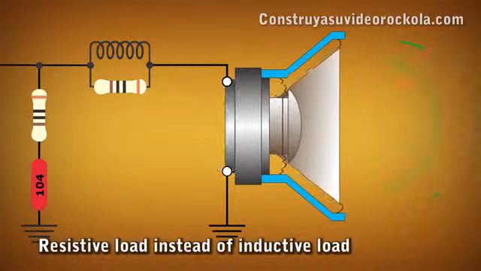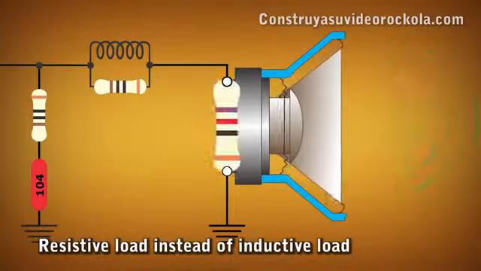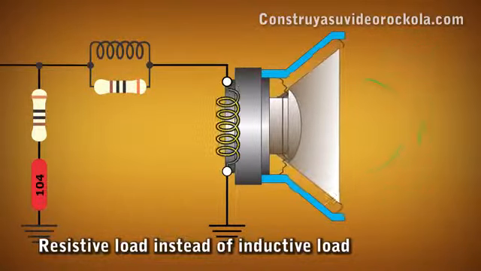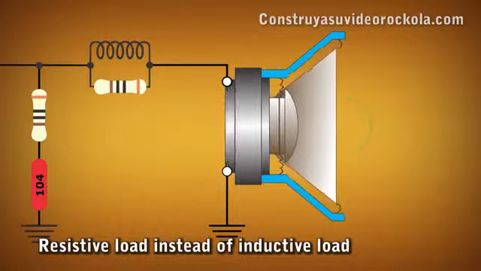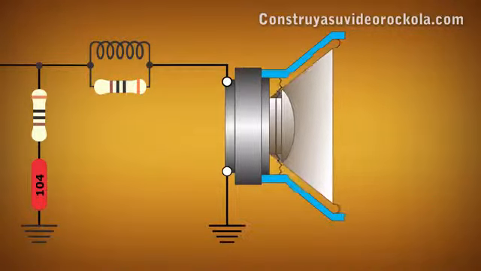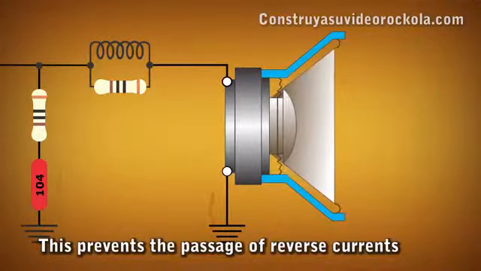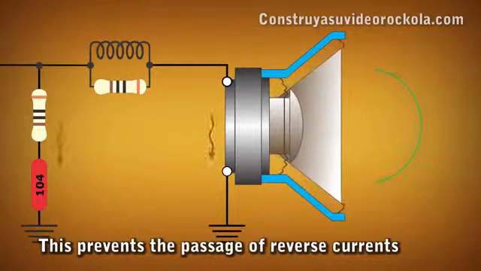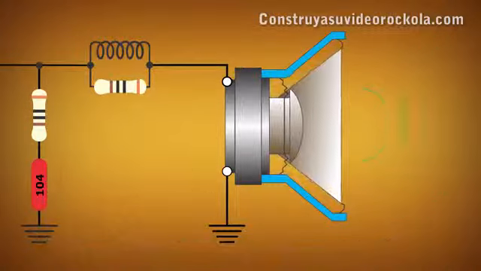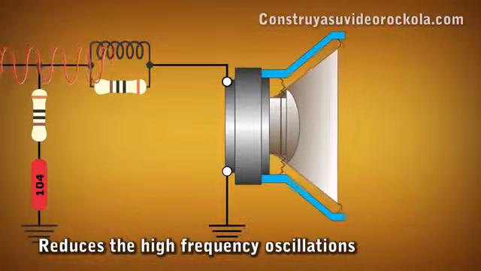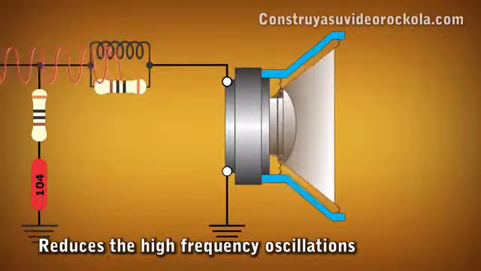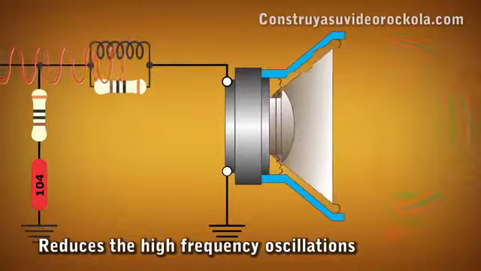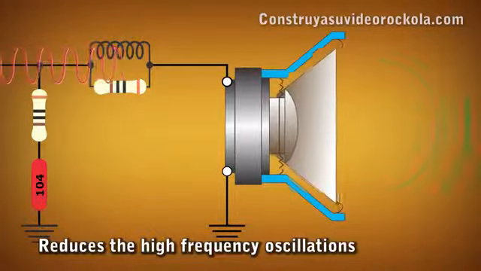In first place, it is used so that the amplifier sees at its output a resistive load, instead of the inductive load that the speaker presents. In second place, it avoids the inverse current step generated by the speaker, that can get to damage the amplifier outputs. And finally, without being less important, it helps to reduce the possibility of high frequency oscillations, that can get to reheat the amplifier.